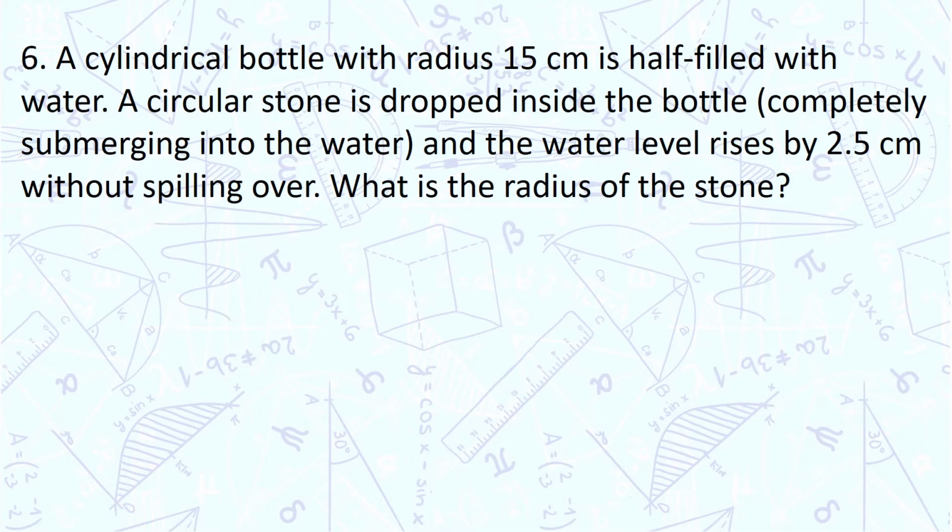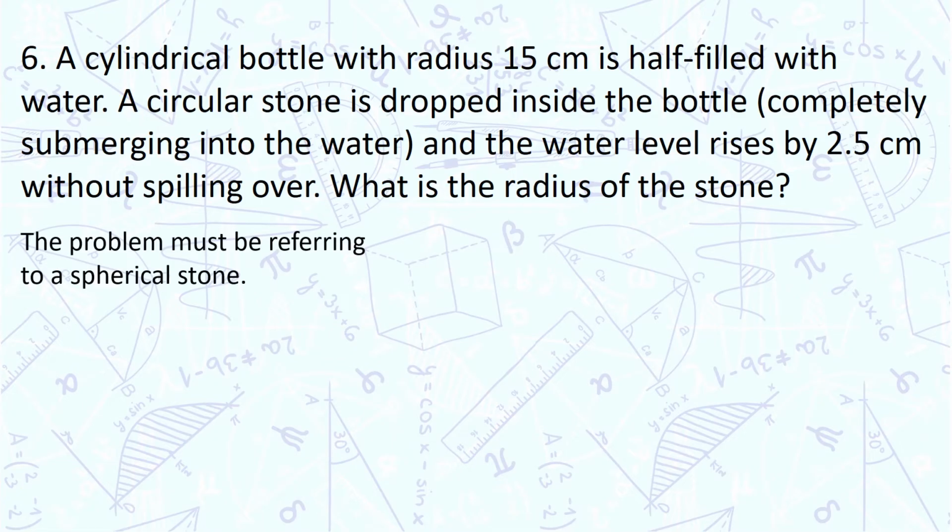Many students could have found this problem a little difficult because of this word, a circular stone. So the problem might be referring to a spherical stone, so that we can solve the problem. So let us assume the problem means spherical stone. Then the volume of the spherical stone will be 4/3 pi r cubed.